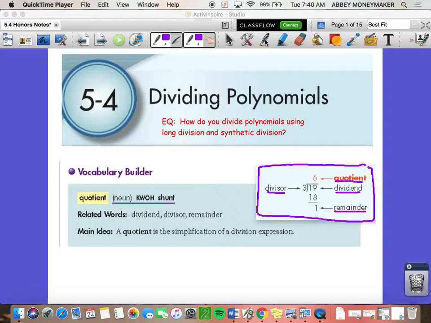As you can see there, for the example, if you want to divide 19 by 3, 3 goes into 19 6 times. So 6 times 3 gives me 18, and then I subtract, my remainder is 1. So we're doing that same exact process, and we're just doing it with polynomials now.